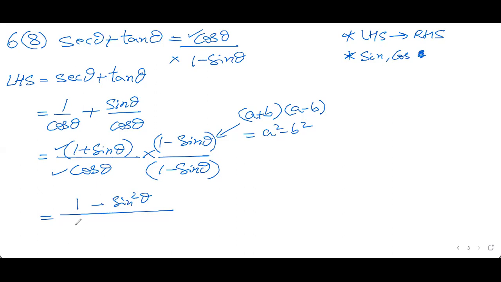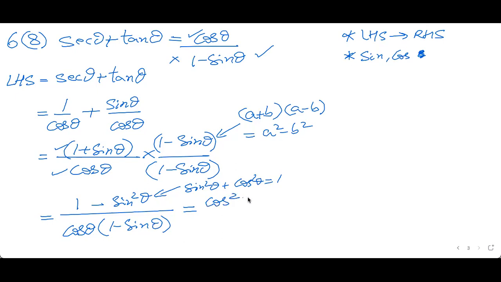And then we have in the denominator cos theta into 1 minus sin theta. See what has happened. Now we have got 1 minus sin theta. We are one step closer. Now when you look at the numerator, what identity should come to your mind? Not an algebraic identity, but a trigonometric identity. When we see 1 minus sine square theta, the identity that should come to our mind is sine square theta plus cos square theta equals 1. So we can say 1 minus sine square theta is cos square theta.